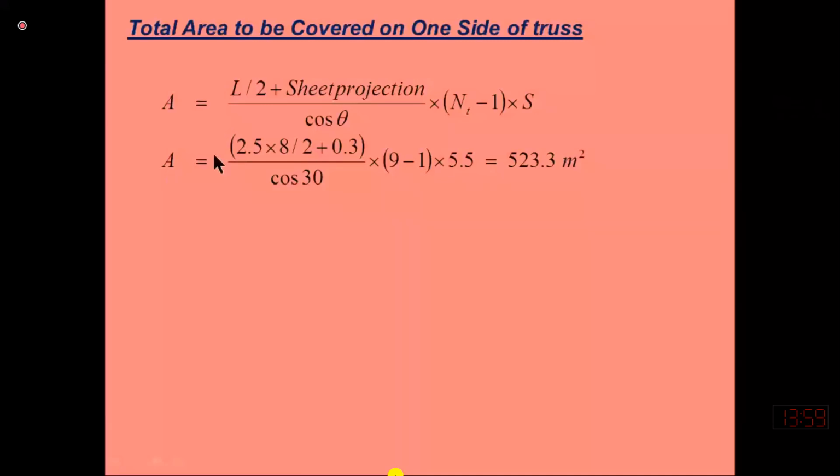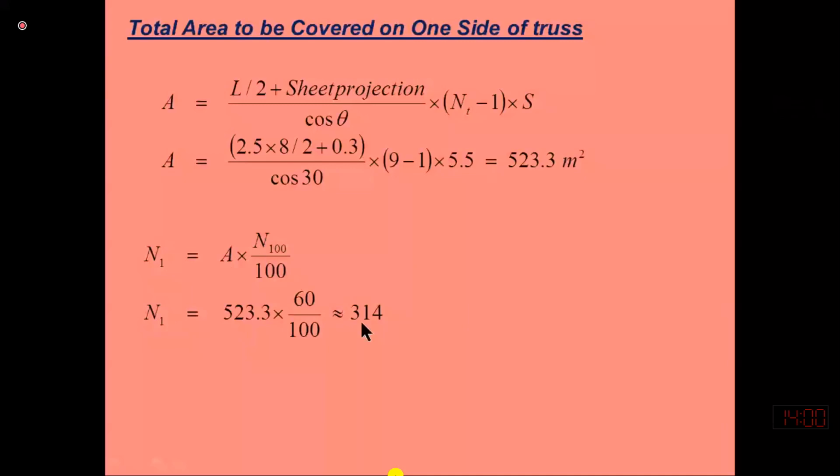This area is coming out to be 523.2 meters square. So I need to compute how many sheets are required to cover this area. We already know N100, the number of sheets required in 100 meter square area. So the number of sheets required divided by 100, that is the number of sheets per unit area, and if we multiply with the total area, then N1 is the number of sheets required on one side of the roofing system, that is 314.